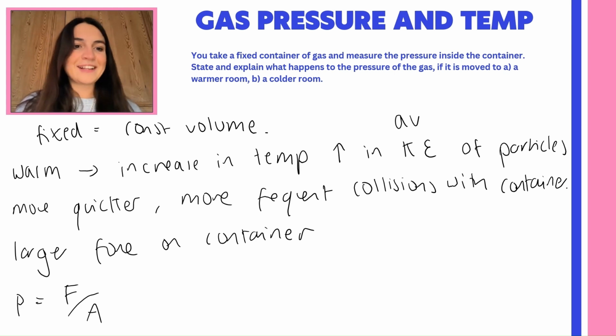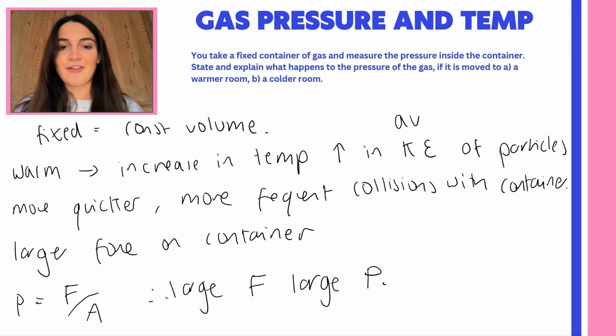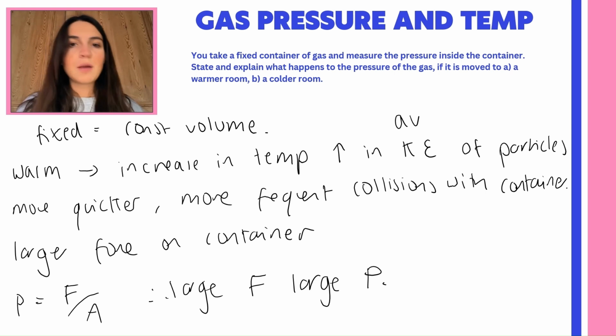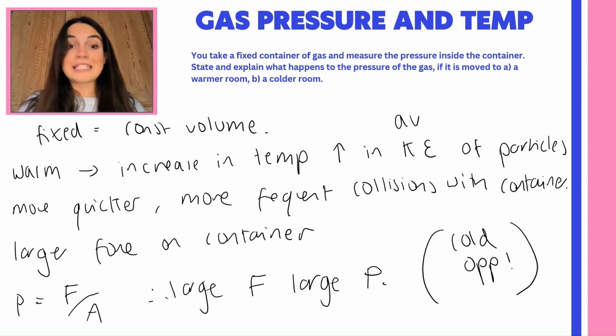And again, linking to pressure is force over area, a larger force gives me a larger pressure. Now, the second part of the question was what happens if I take it into a colder room. I'm not going to write it all out again. It's basically the opposite. Decreased temperature, decreased average kinetic energy. Your particles move around a bit slower, less frequent collisions with the walls, less force, less pressure.